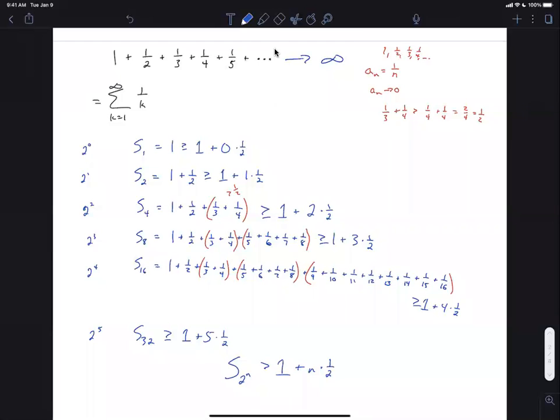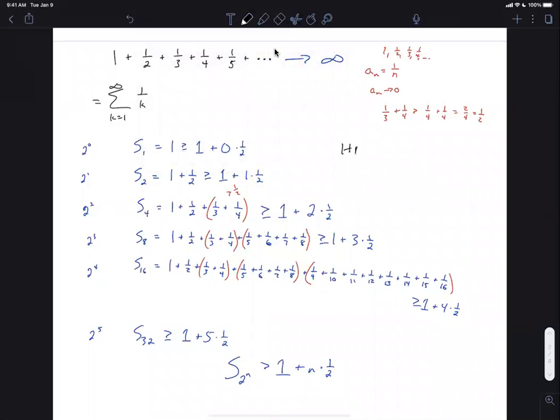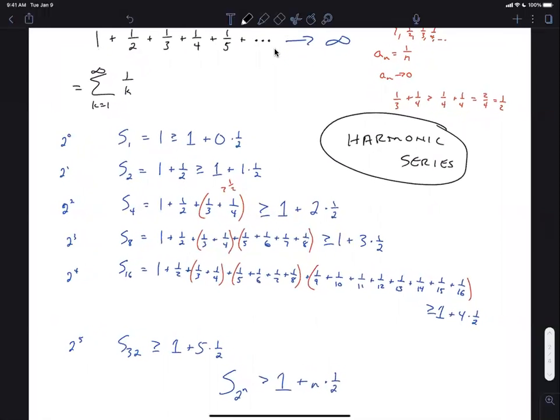Okay, the sequence goes to 0, but the series goes to infinity. Somehow that means we're eventually adding 0 plus 0 plus 0 plus 0, and we're still getting infinity. That's very weird, but this is a huge, huge deal because it's the first classic example, the main example we look at where the sequence goes to 0, but the series goes to infinity.